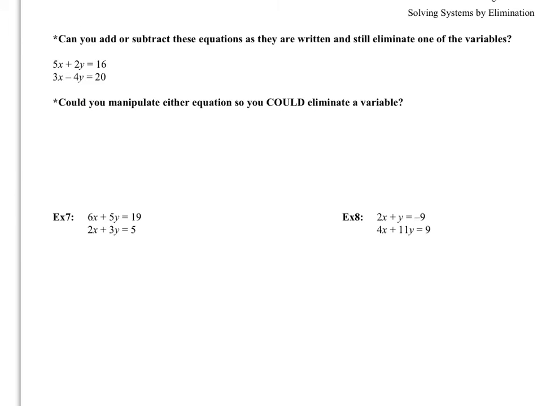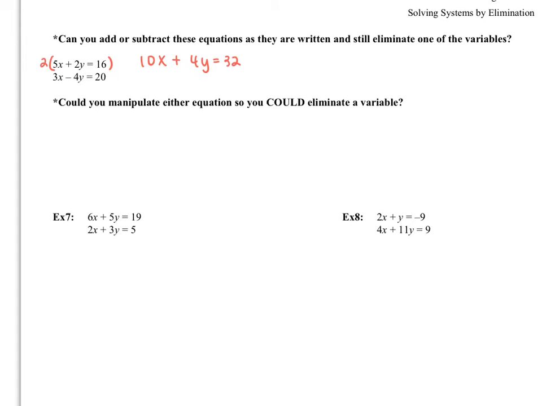So now we're going to progress to a system of equations where we can't just add or subtract, because for example 5 and 3, we either need matching coefficients or opposite coefficients. 5 and 3 don't match and they're not opposite, same with 2 and negative 4. But what I could do is, because I'm allowed to follow the golden rule, which is whatever I do to one side I can do to the other, I could multiply the top equation by 2, which would create a new equation of 10x plus 4y equals 32.